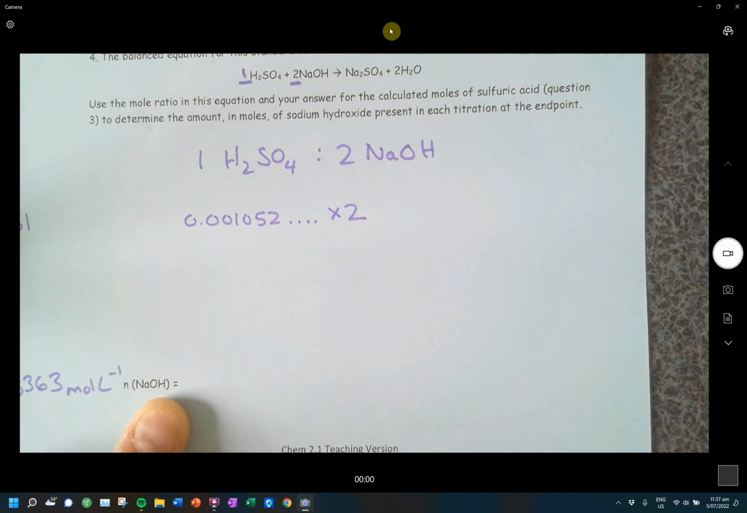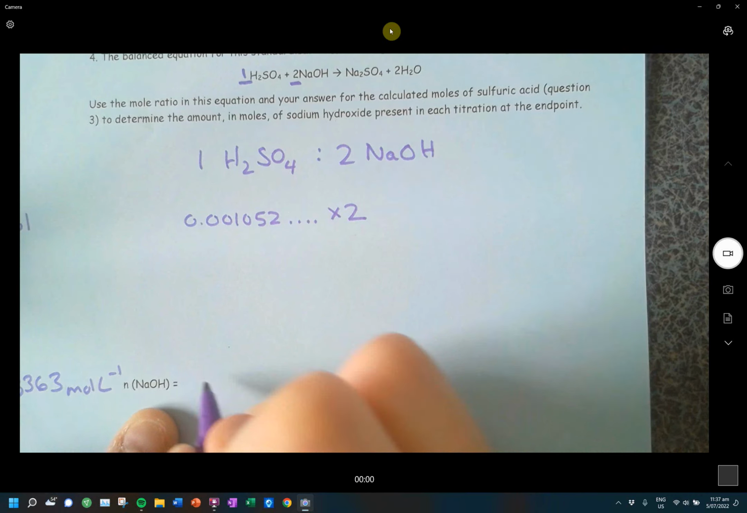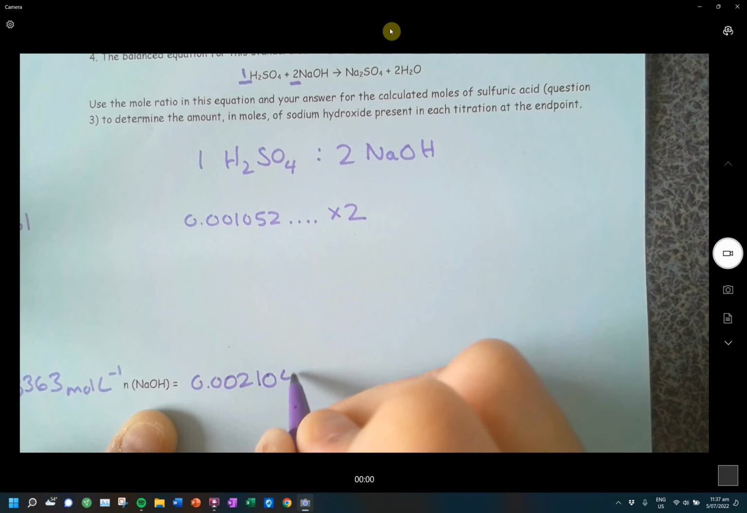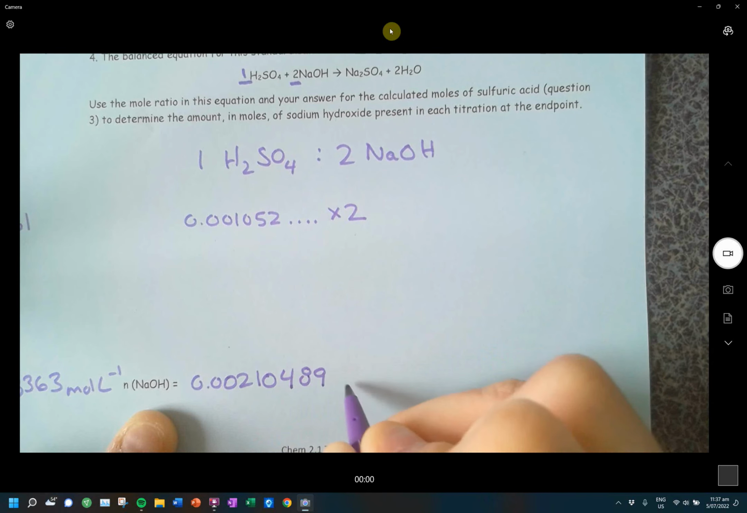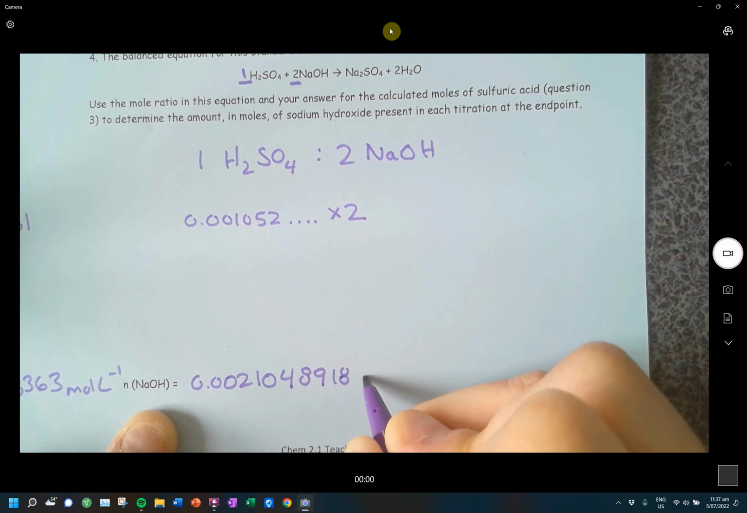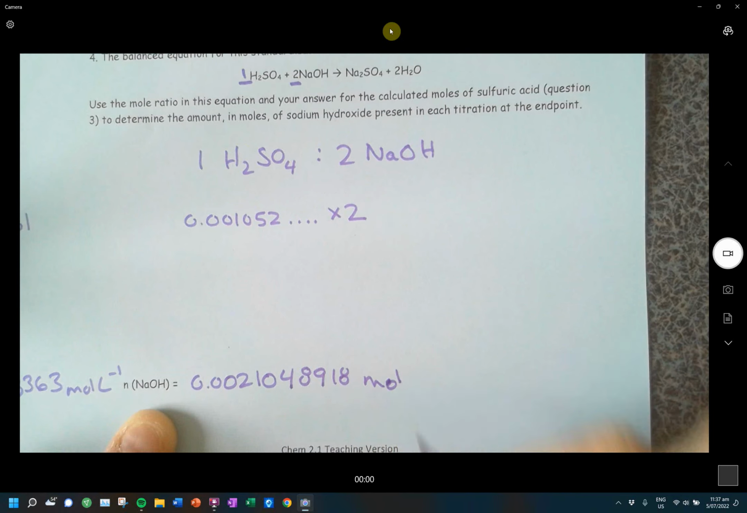Again, like I said, it's good not to clear your calculator because then you can just put the long answer. So that is 0.0021048918, and then that's going to be in moles because I haven't done anything. All I've done is just multiplied. You okay? All right, keep going.